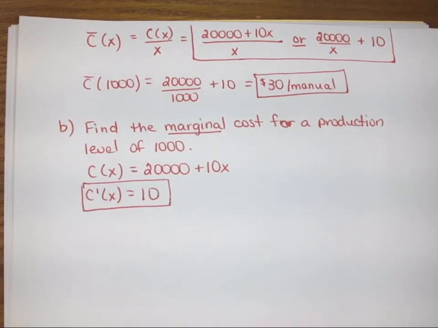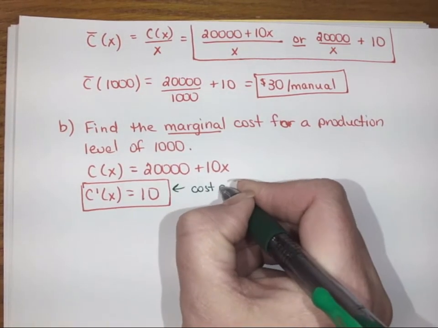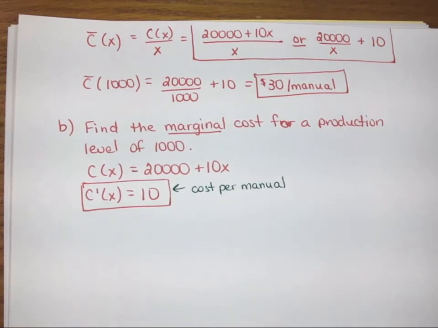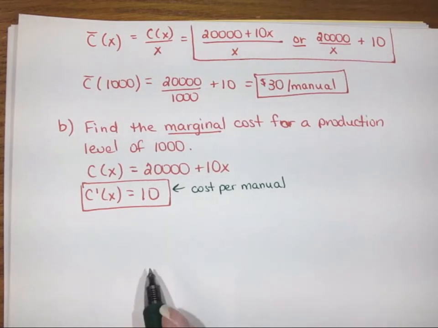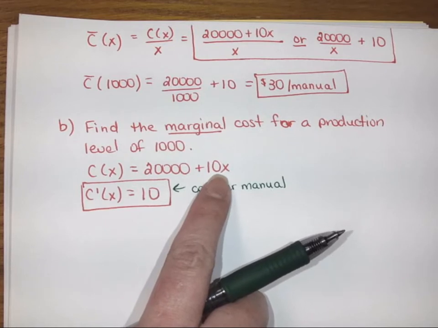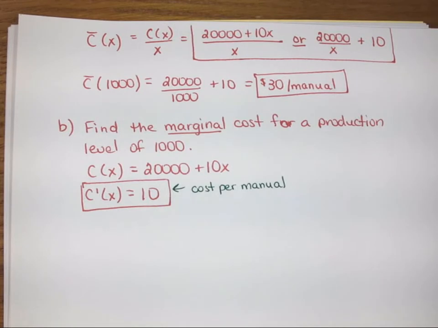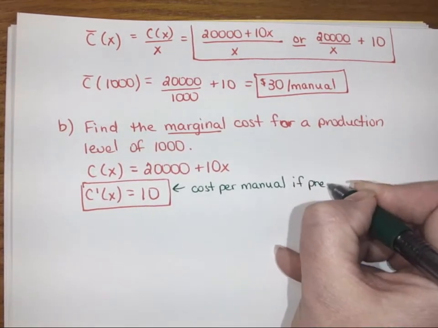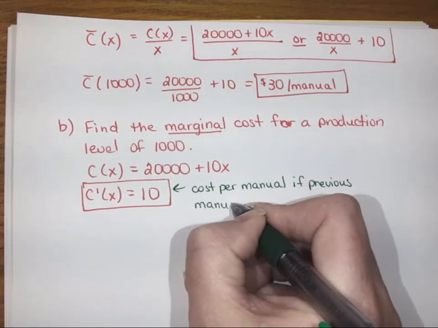Okay, so in other words, this is the cost per manual. Okay, notice it's a steady cost. We won't always get just a constant for our slope, but this time we did because, frankly, the cost function was linear. When the cost function is other than linear, then you might get an equation here where the cost, or the marginal cost rather, could be changing. But this is the cost per manual if previous manuals have already been produced.